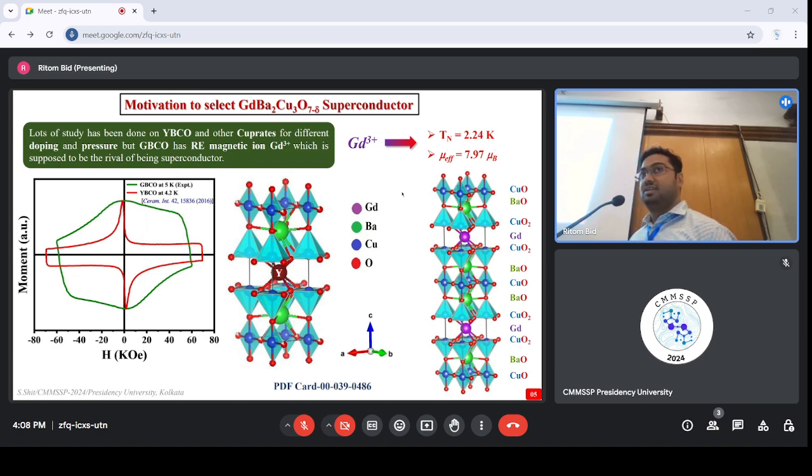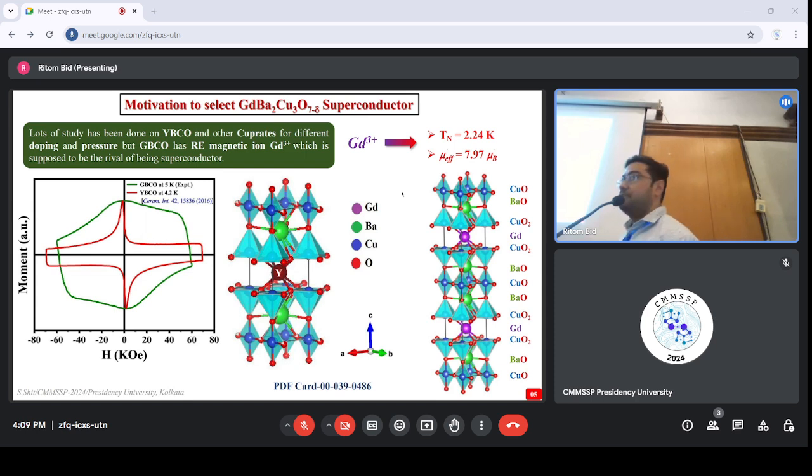They are rival to each other. But still, if you see the magnetic hysteresis loop, we have the magnetic hysteresis loop just the same as the superconducting samples. But if we look very closely, our GdBCO sample has a tilted magnetic hysteresis loop compared to the YBCO samples, and this tilted nature has been observed due to the paramagnetic moment present in the GdBCO samples.